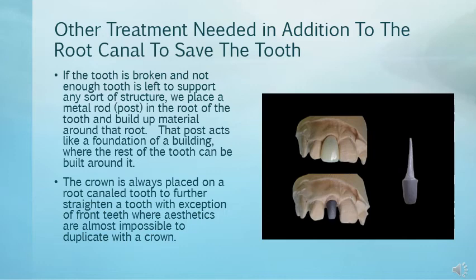The crown is always placed on a root canal tooth to further strengthen it. The only exception is front teeth. Since the appearance of our front teeth is hard to match, we only crown front teeth after root canal if they are badly broken down or if they're badly stained.